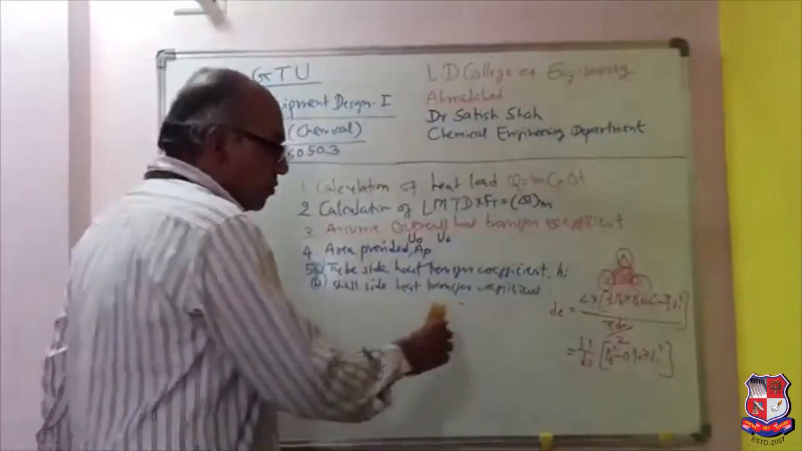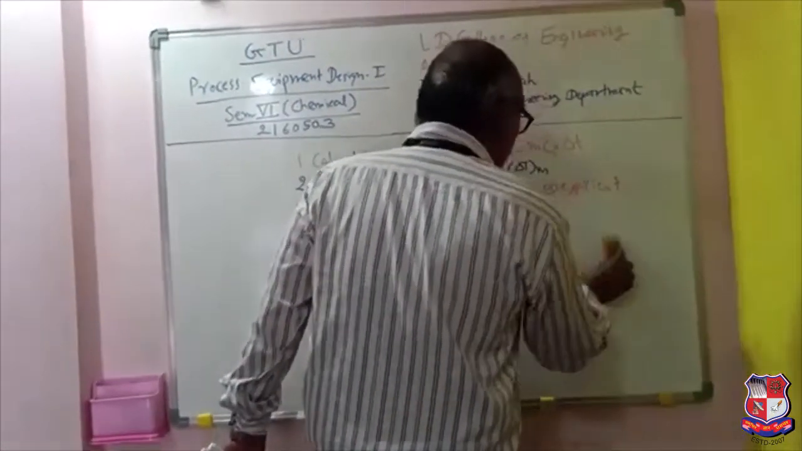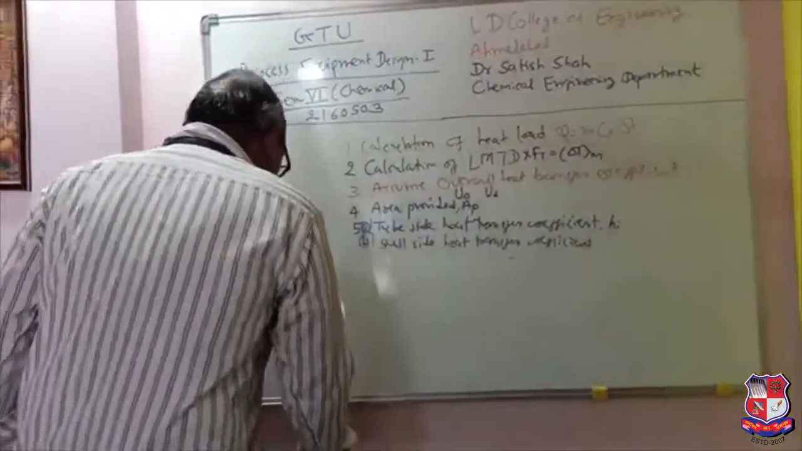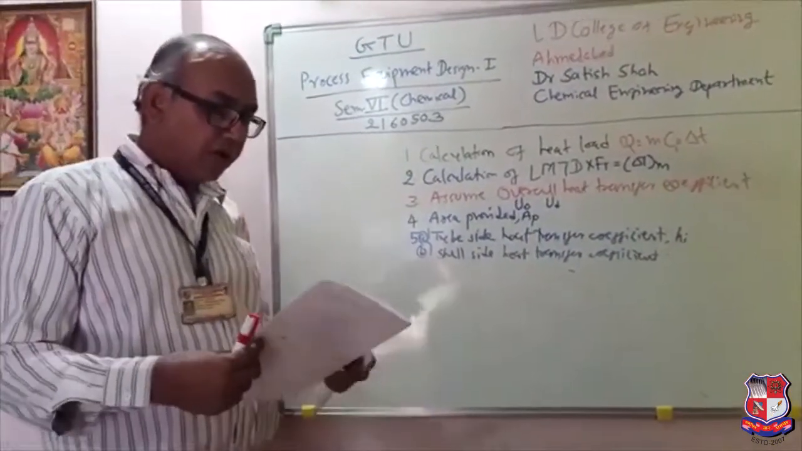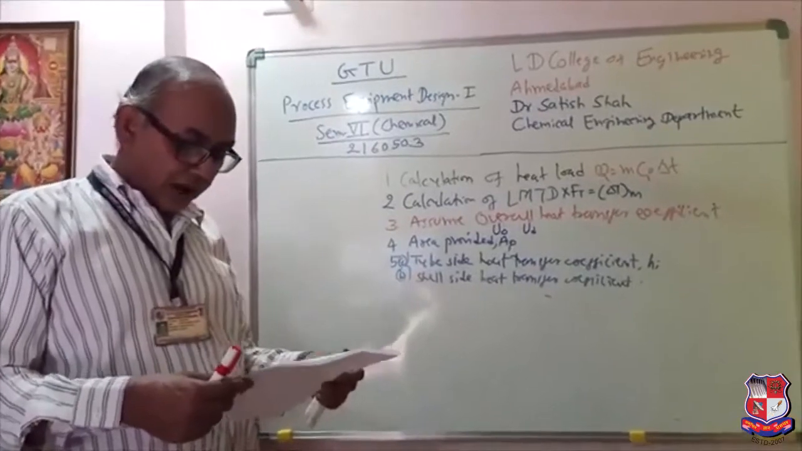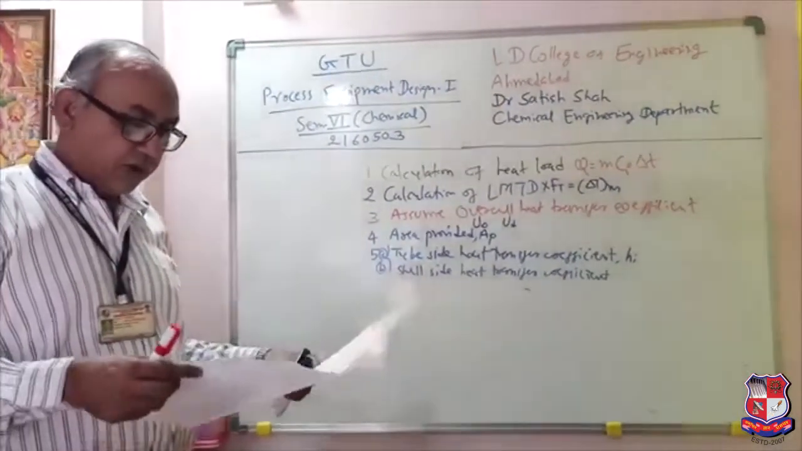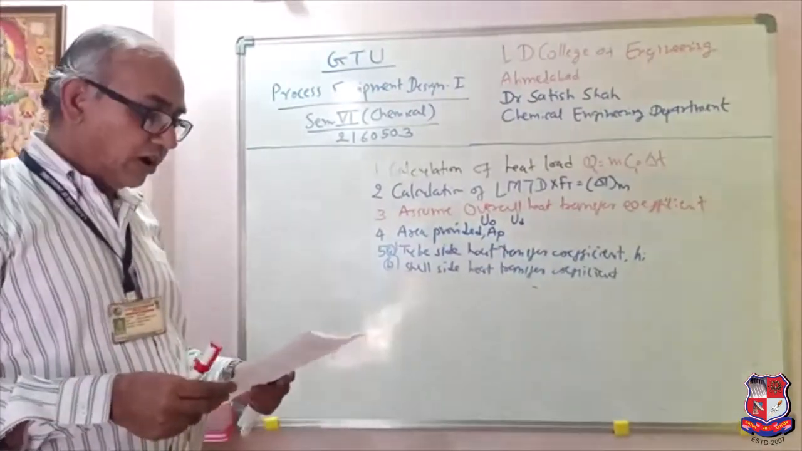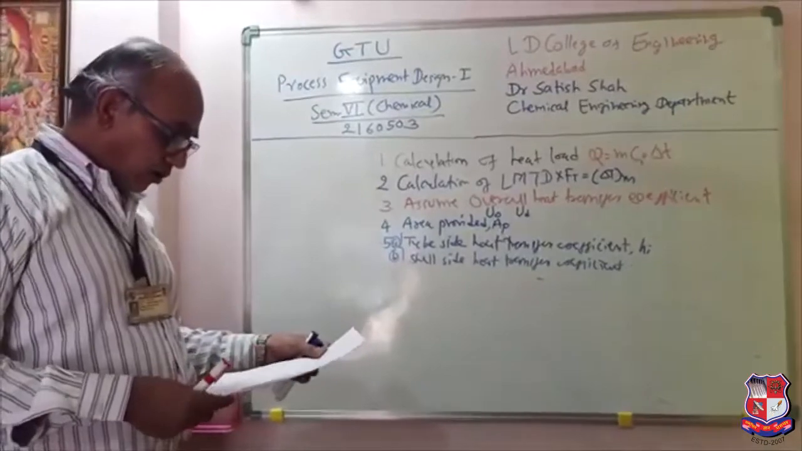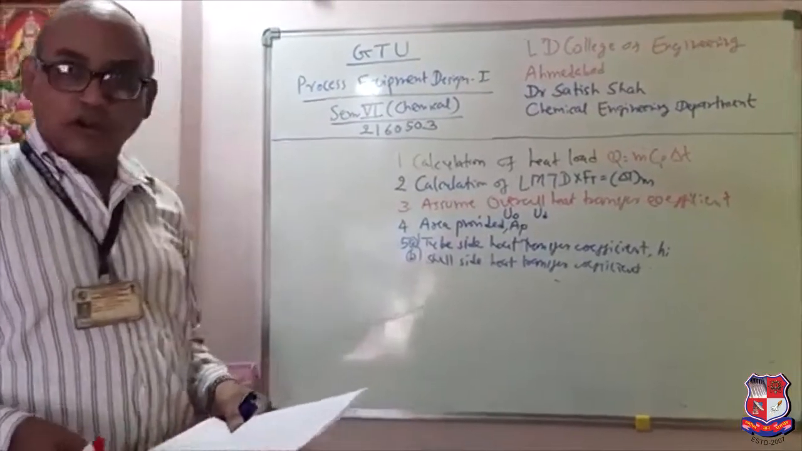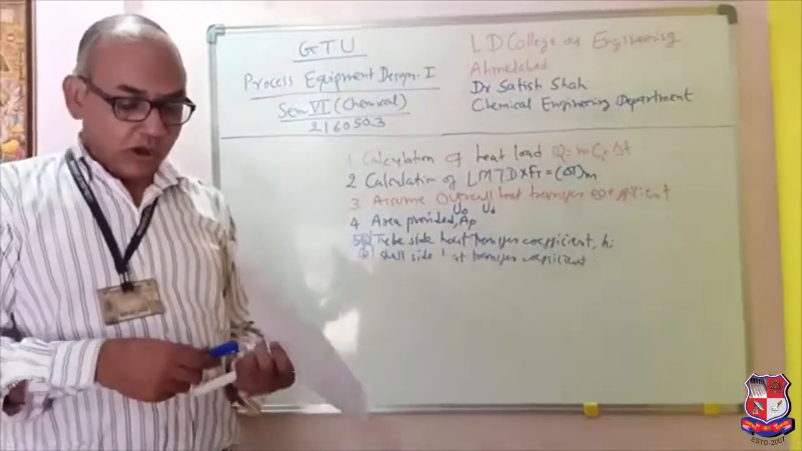So this way the equivalent diameter, either for square pitch or triangular pitch, will be known to you. You will calculate the Reynolds number, the Prandtl number, and then the shell side heat transfer coefficient. I hope it is clear to you. Alright, so this way you will calculate the shell side heat transfer coefficient. Now we move to the calculation of the overall heat transfer coefficient.